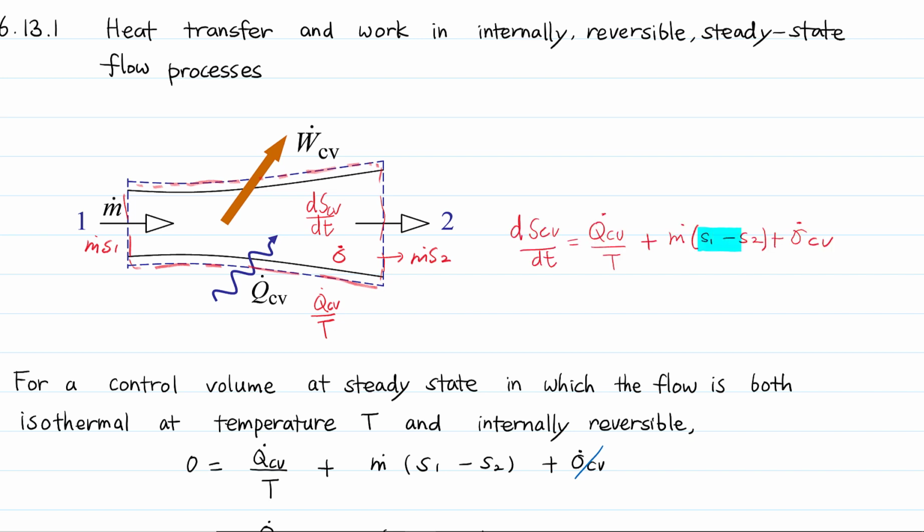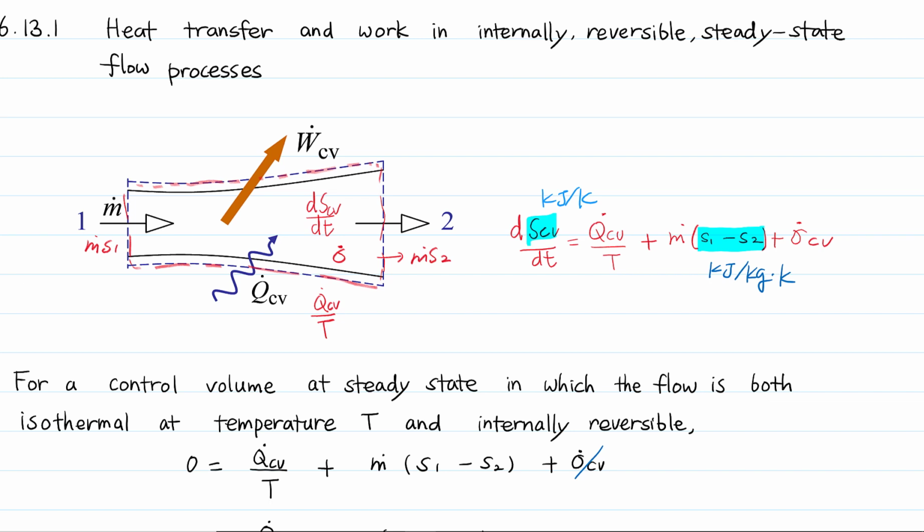The small s is the specific entropy. The unit is kilojoule per kilogram times Kelvin. The large S is the total entropy. The unit is kilojoule per Kelvin.